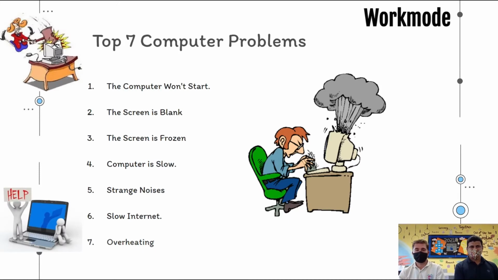So here are the top 7 computer problems. Number one, the computer won't start. Then the screen is blank. The screen is frozen. Or sometimes your computer is slow, and you hear strange noises. Or slow internet. And finally, overheating. So when you asked yourself in the do-now, think about whether the problem you had is among these problems.